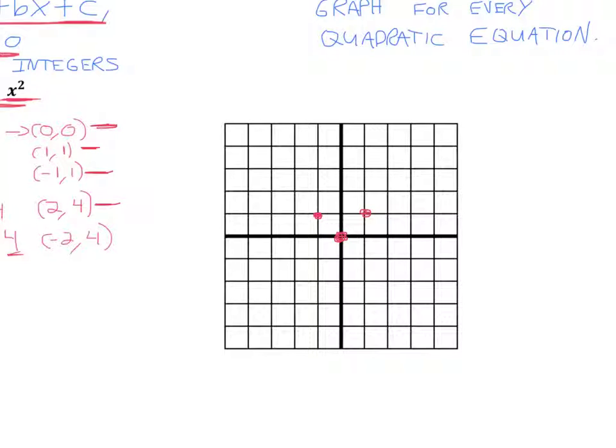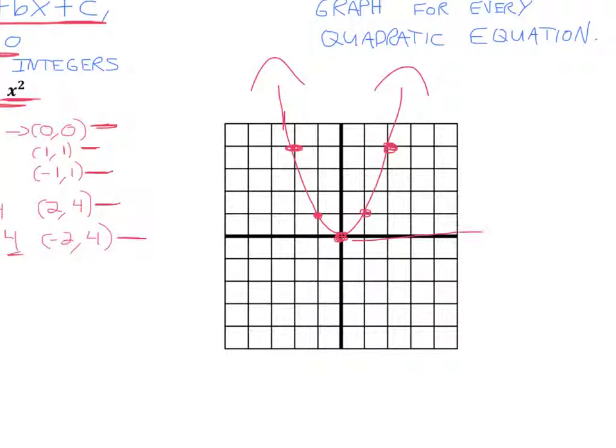2, 4 is going to be what? To the right 2 and then up 4. 1, 2, 3, 4. This is 2, 4 right there. And negative 2, 4, I just go to the left 2 and up 4. 1, 2, 3, 4. Okay? And then we're going to connect it. So you see we don't get a line. This is a parabola. Basically what a parabola is, it's a U shape. It looks like a U. Okay? Now, just a couple important things here.